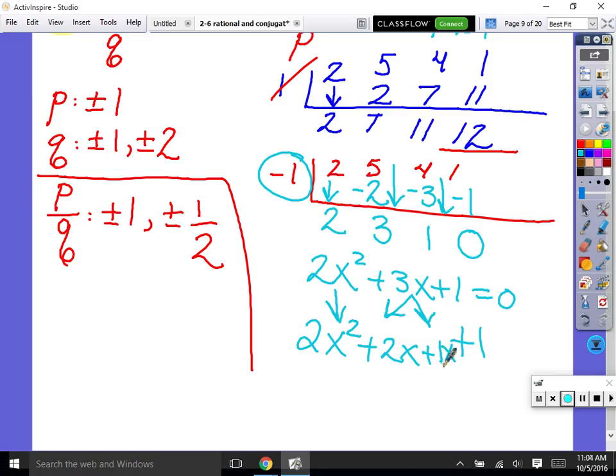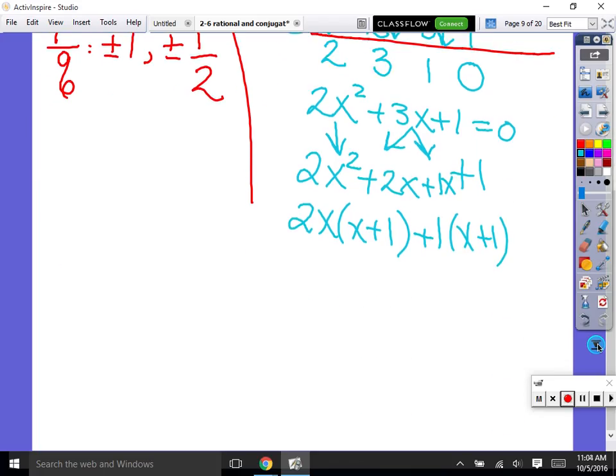Okay, awesome. Oh, yeah, it's a good thing we continued to solve because I would have been wrong. So what's in common here? 2x, and left would be x plus 1. What's in common here? We'll factor out a 1, and left is x plus 1, correct? So now let's keep factoring out an x plus 1. Left is 2x plus 1, correct?